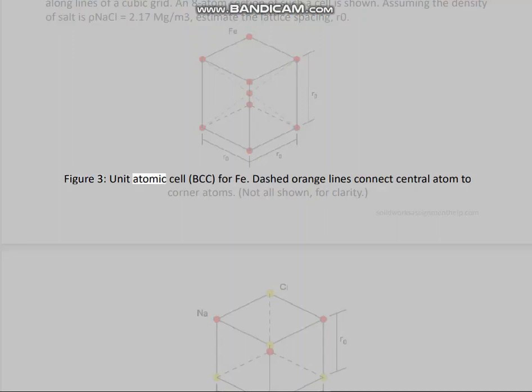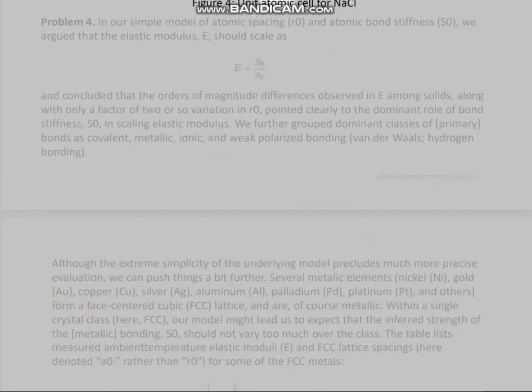Figure 3, Unit Atomic Cell, BCC, Fe. Dashed orange lines connect the central atom to corner atoms. Not all are shown, for clarity. Figure 4, Unit Atomic Cell for NaCl.